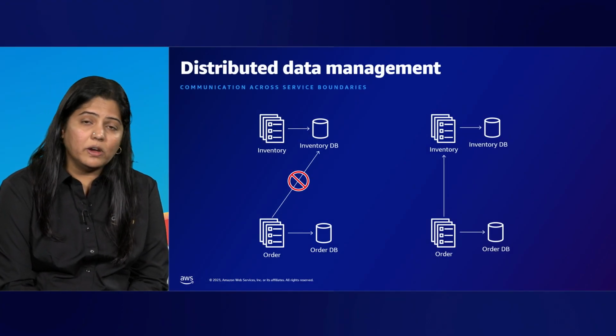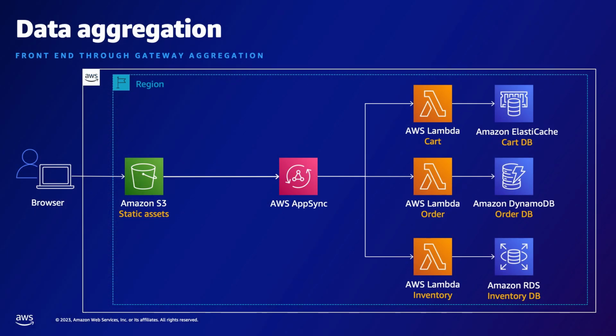Next I want to talk about data aggregation. You can aggregate the data in the front end or through the back end. To aggregate the data on the front end, you can use the AWS AppSync service. It is a managed GraphQL service that allows you to combine the data from one or more data sources with a single network call. GraphQL is a query language for APIs that enables developers to query and manipulate data from multiple data sources and other APIs. So AWS AppSync can be used for data aggregation from the front end. Next, I'll talk about data aggregation in the backend.